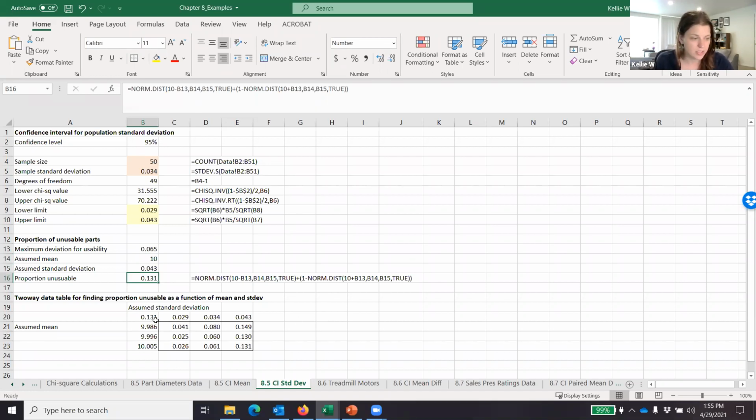And so just to see how, since we've calculated both a range of means and a range of standard deviations, we can actually make a little two-way data table where we take the upper or the lower bound of the mean, the point estimate, and the upper and lower bounds for each of them, and see what happens to the proportion of our parts that we would have to reject if the true mean were all the way down toward the lower limit or all the way toward the upper limit for both the mean and the standard deviation. So when they do that, they get these results.